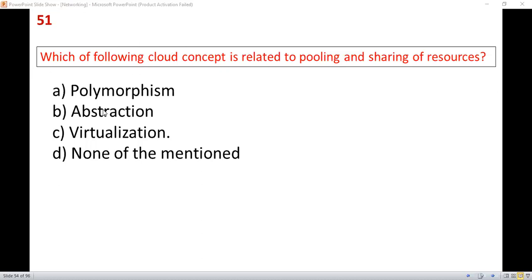Okay, the next question, you can see here: which of the following cloud concepts is related to pooling and sharing of resources? What will be the answer?